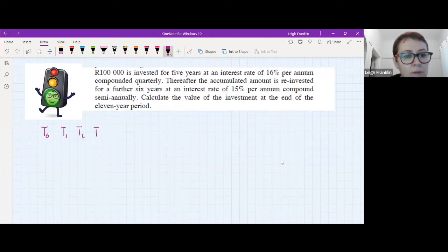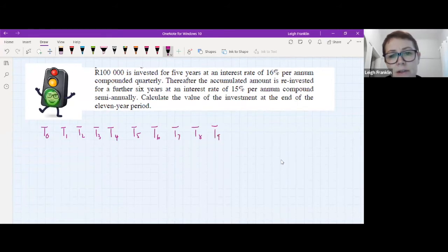Okay, this is a bit long, this one. T4, T5, T6, T7, T8, T9, T10, T11. Okay, so the 100,000 Rand is invested here at the beginning. So 100,000 Rand goes in.